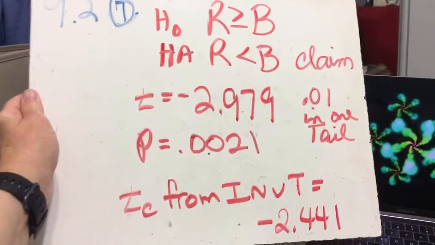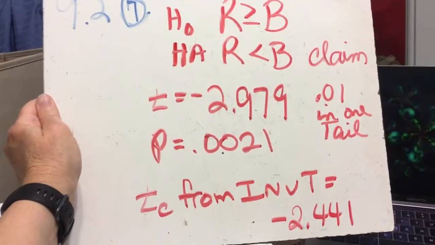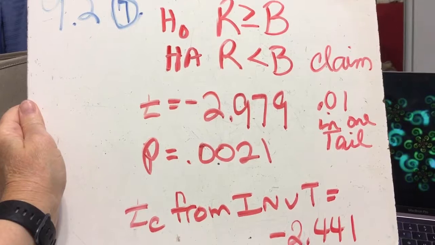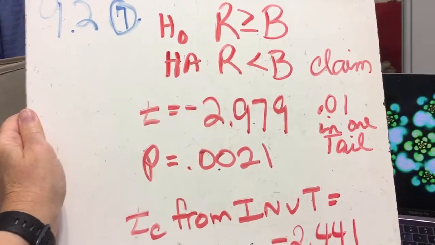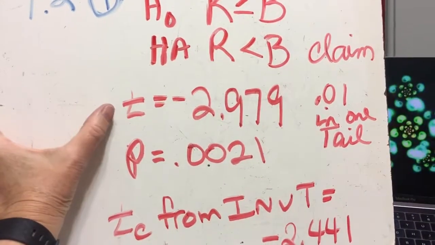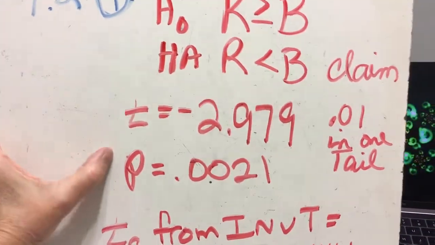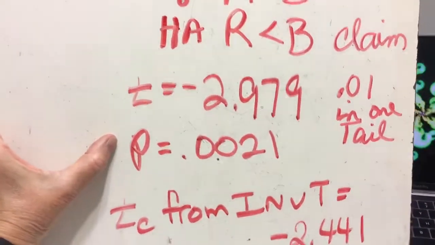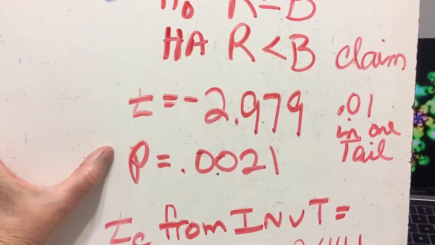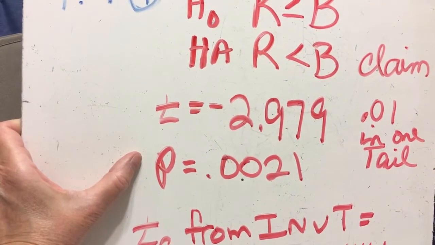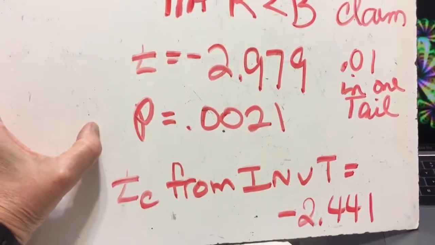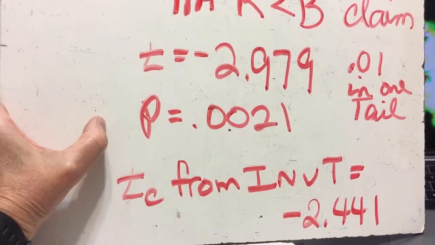Okay, so I let my H sub A be red is less than blue, or creativity with red is less than creativity with blue. My H sub O is red is greater than or equal to blue. The H sub A is my claim. Now, my test statistic and my P value came from my 2-sample t-test, which I will show you in a minute, and my critical value came from my inverse t.